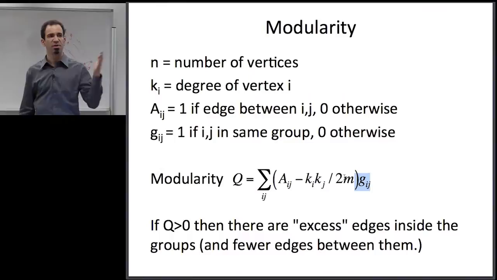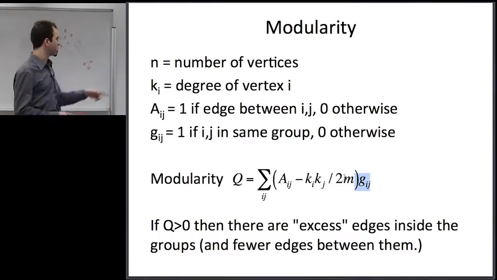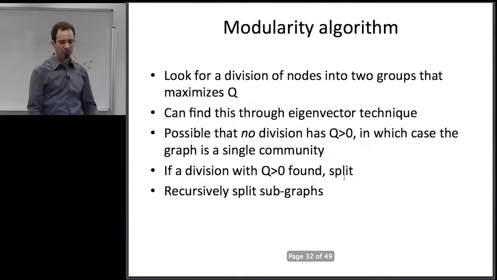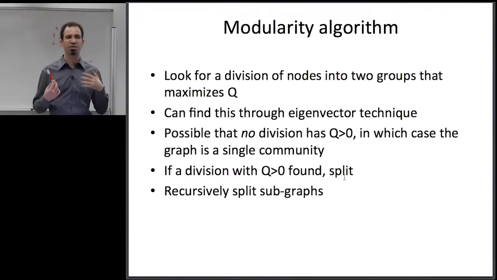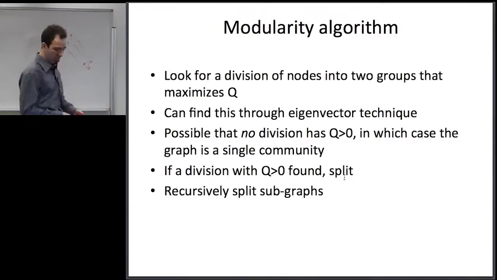But if every node can be group A or B, there's now 2 to the n possible partitions, so that's exponential. So I don't actually try every partition and calculate this, because that would be 2 to the n times n squared to run over those IJs. Very slow. It turns out, once again, there's an eigenvector technique. You turn this into a matrix equation, and you can use standard numerical software to find the division that maximizes that Q thing. So I do that, and I say, okay, breaking it like this is the best possible division.